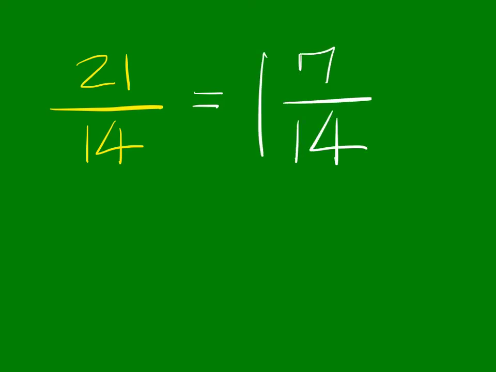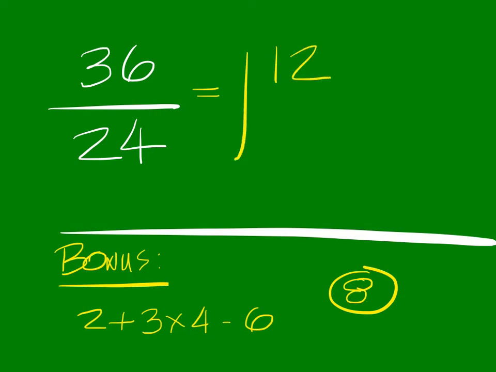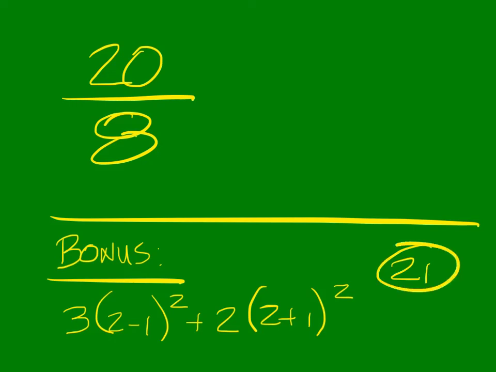14 into 21 once with 7 left over. And 7 over 14 is a half, so 1 1/2. Answer to the bonus is 8. 24 into 36 one time with 12 left over, and 12 over 24 is a half, so it's 1 1/2. Okay. Answer on the bonus is 21.